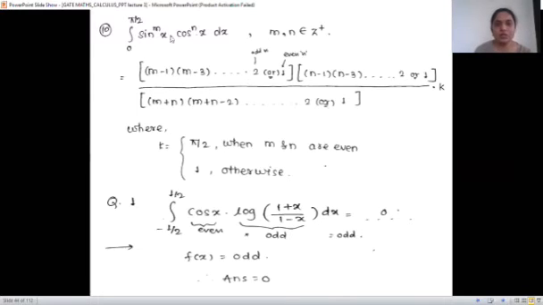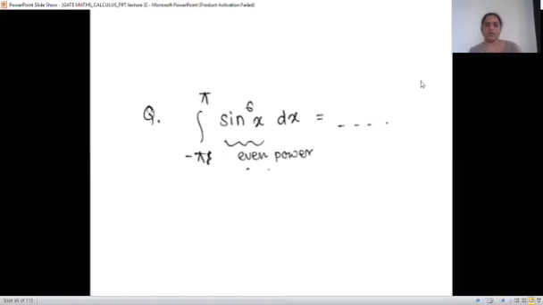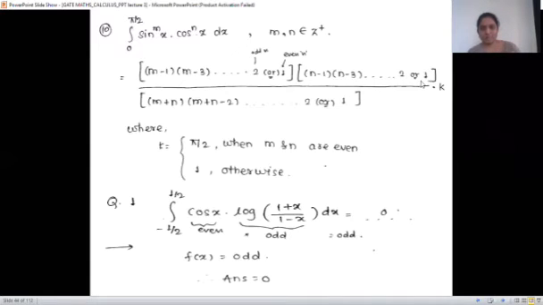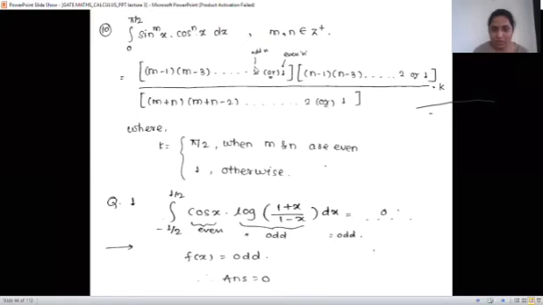Similarly, if sin raised to m, cos raised to n is there, then in the numerator start with m minus 1, m minus 3, subtracting 2 each time, up to 2 or 1, and then similarly for n minus 1, n minus 3. In the denominator start with m plus n and subtract 2, 2, 2, up to 2 or 1, then multiply by k. That k is pi by 2 if both m and n, the powers of sine and cos, are even. Otherwise it is 1 only.